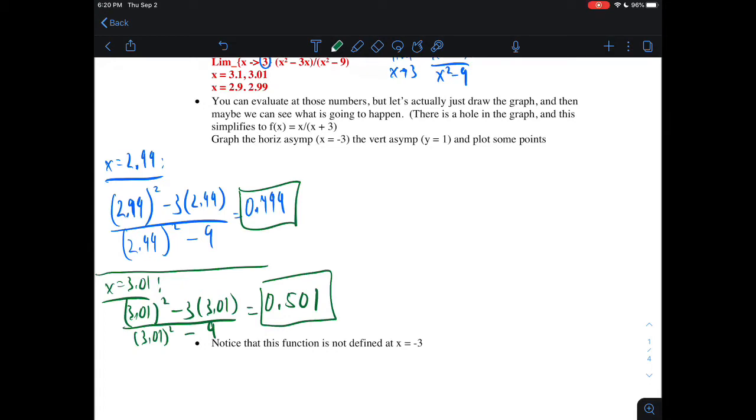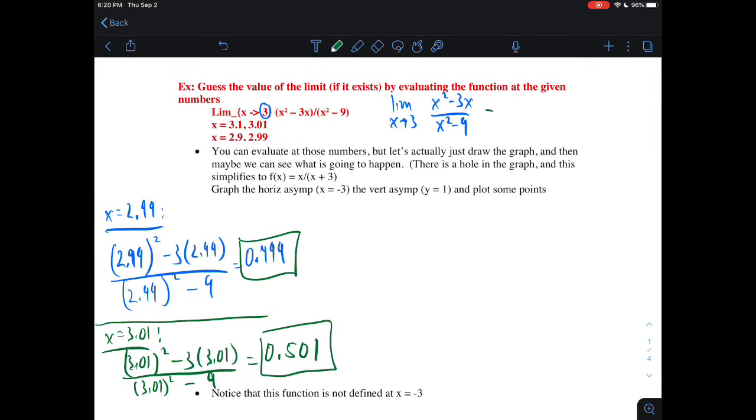So to get a little bit of an understanding now of maybe we might be able to suspect what this limit is equal to, like we might say maybe this is equal to 0.5. Let's do what I suggest in this bullet point. Let's draw the graph and then see what is going on. So first of all, this is a rational function: x squared minus 3x divided by x squared minus 9.